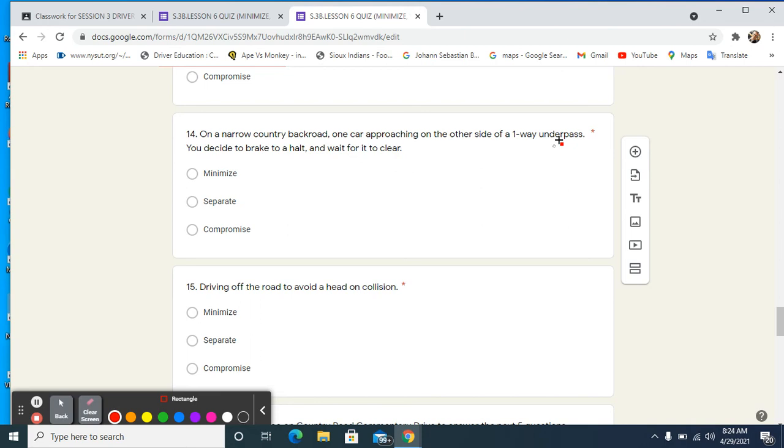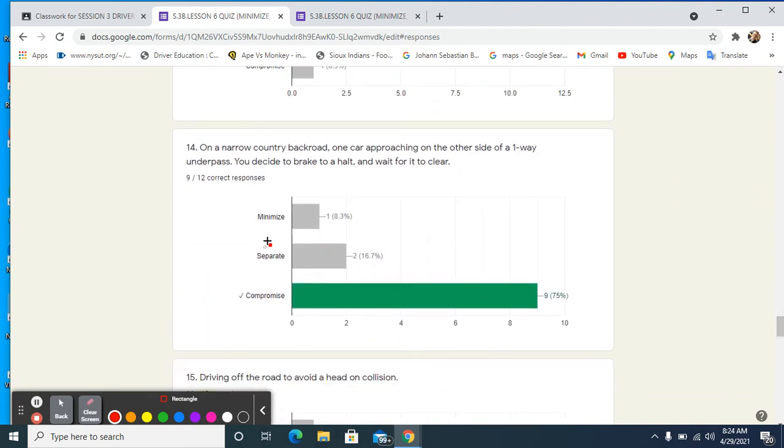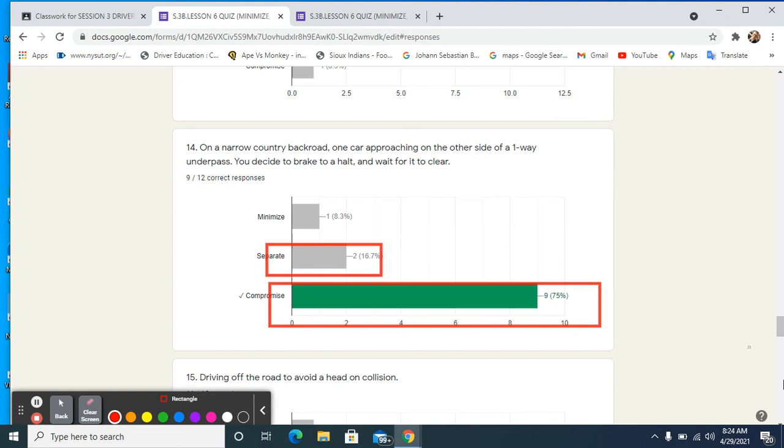And I'm not even sure if there's a stop sign. It's kind of like you're expected to know that you need to allow the other driver to go in, right? So you're going to come to a complete stop and allow him to go. So it isn't very dramatic, but we are giving up that time and space. It can be either compromise or separate. I don't have a problem with either one of those, to be honest with you. Let's see how we did on that. Okay. I'm going to give those people who got separate credit, but the answer is to compromise. Okay.